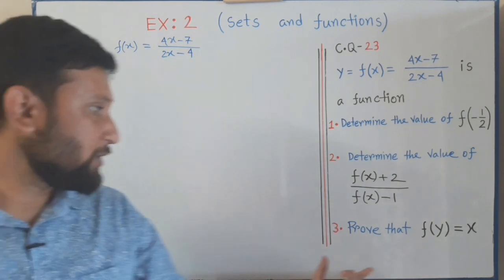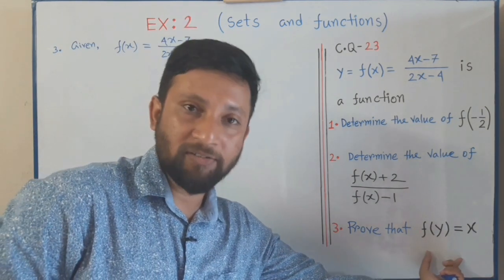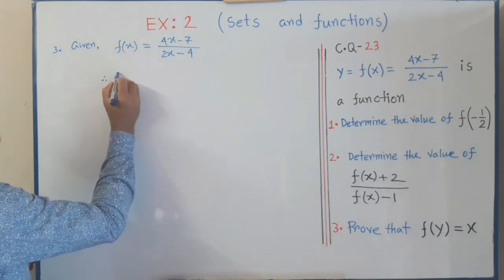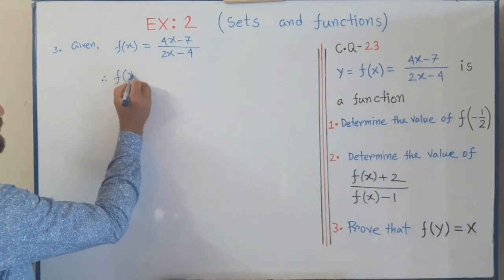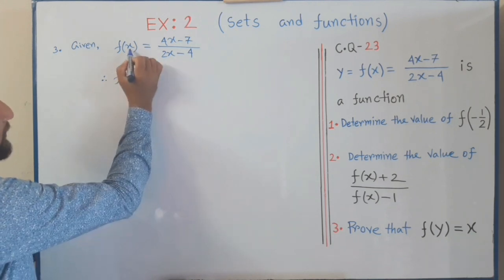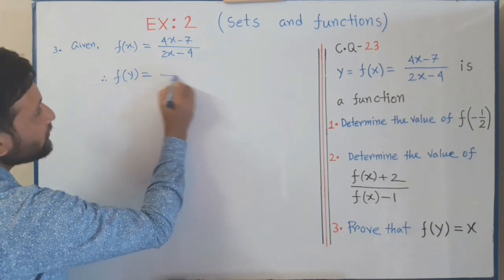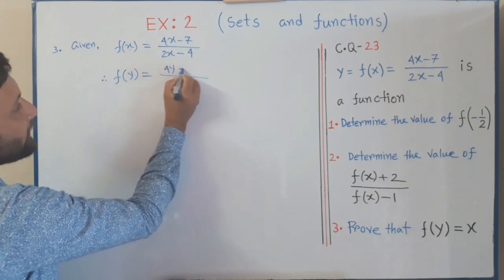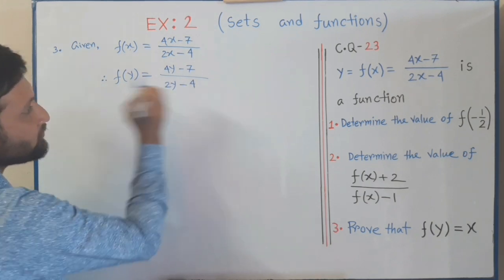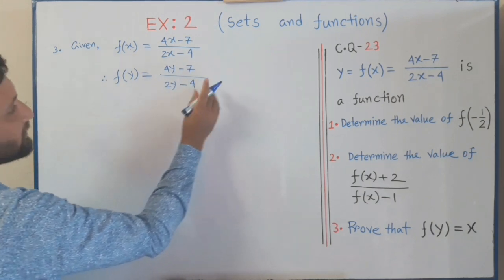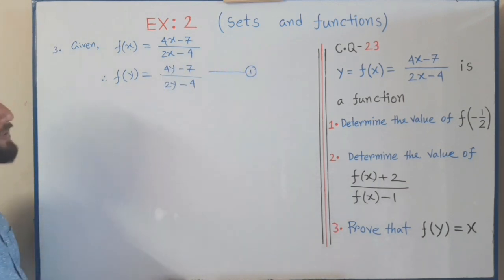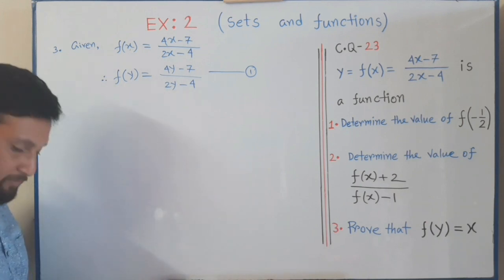But we have to prove f of y equal to x. So to find the value of f of y, just replace x by y. So we can write f of y equal to, on both sides replacing x by y, 4y minus 7 divided by 2y minus 4. Okay. So mark this as equation 1. F of y equals 4y minus 7 divided by 2y minus 4.